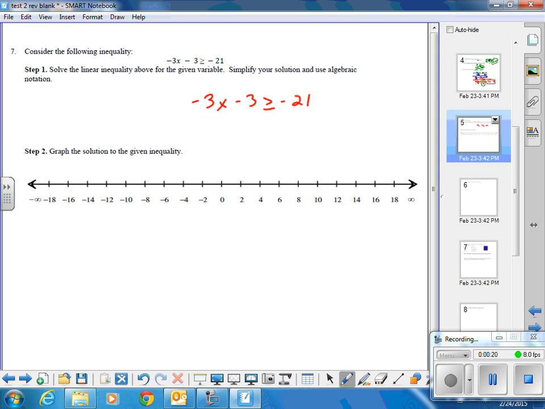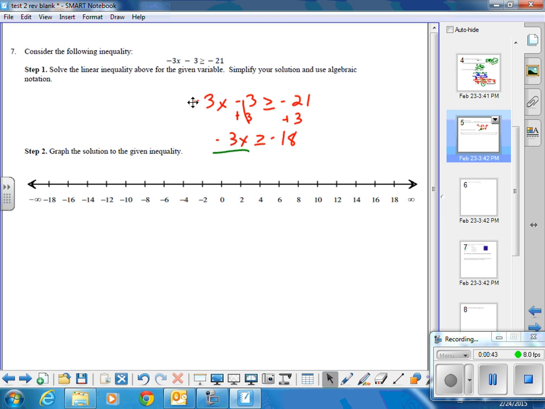From here I'm going to first get rid of the number so I can get x by itself. I'm going to add 3 to the other side. I end up with minus 3x is greater than or equal to negative 21. Whoops, not 21, what am I thinking here? I didn't even do that math. Negative 18, sorry about that.